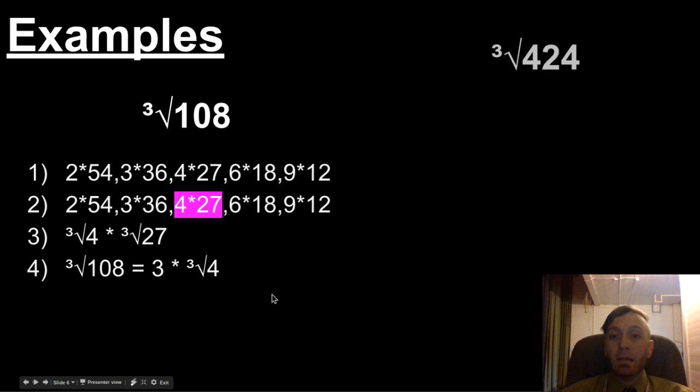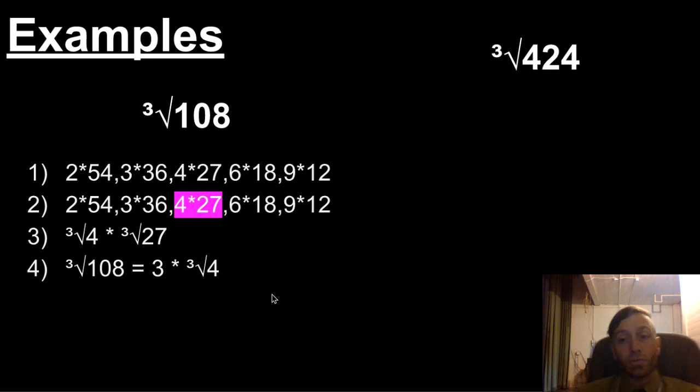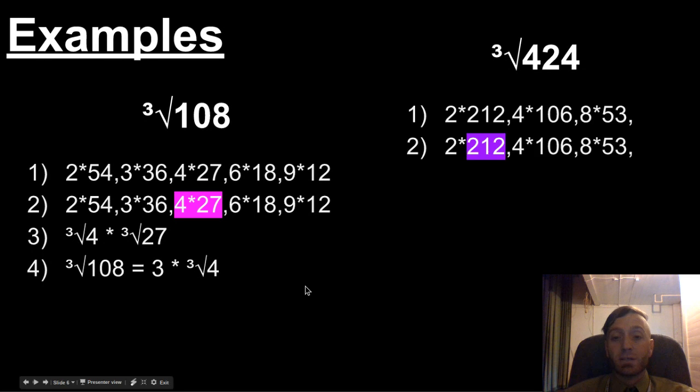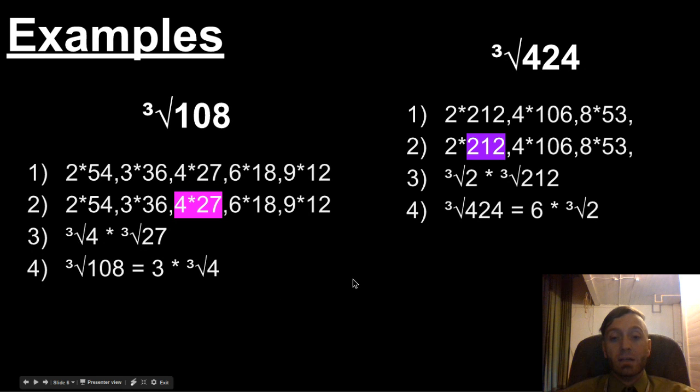Next, we've got cube root of 424. What are our factors? We've got 2 and 212, 4 and 106, 8 and 53. Which one of those is a perfect cube? It's 8. So step 3, we're going to split into a product of cube roots. So we get the cube root of 2 times the cube root of 212. Right? So the cube root of 424 ends up being 6. That's the cube root of 212 times the cube root of 2.